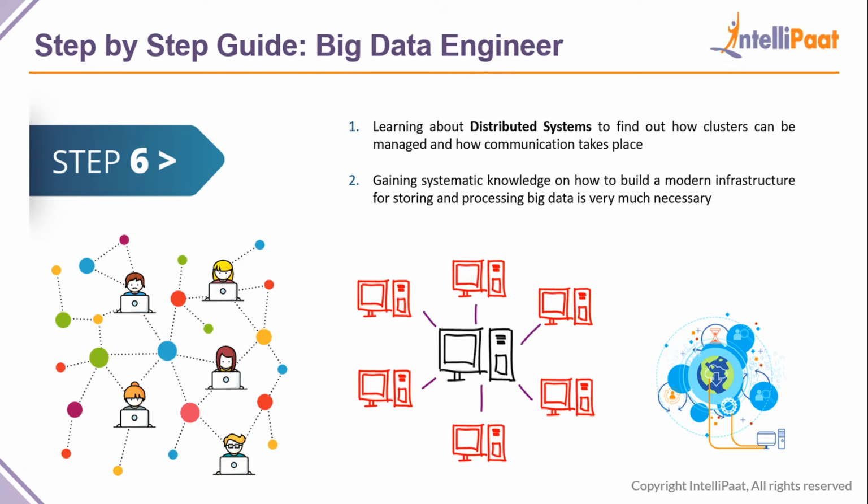So step number 6 is very important, because again, we're making use of distributed systems. At this point in time, you might have worked with one single system, and you're scaling that one system to the cloud, and it's well and good. But right now, you need to understand what multiple systems can do for you, because you will not be storing tons of data on one single server, guys. You'll be scaling it throughout the world. So you need to understand how clusters are created, how clusters are managed, and how communication takes place from one cluster to the other. So gaining systematic knowledge on how to build a modern infrastructure is extremely important in the world of big data.